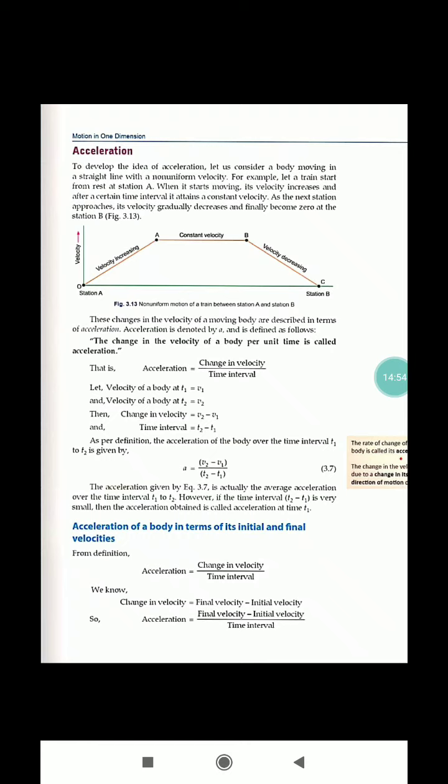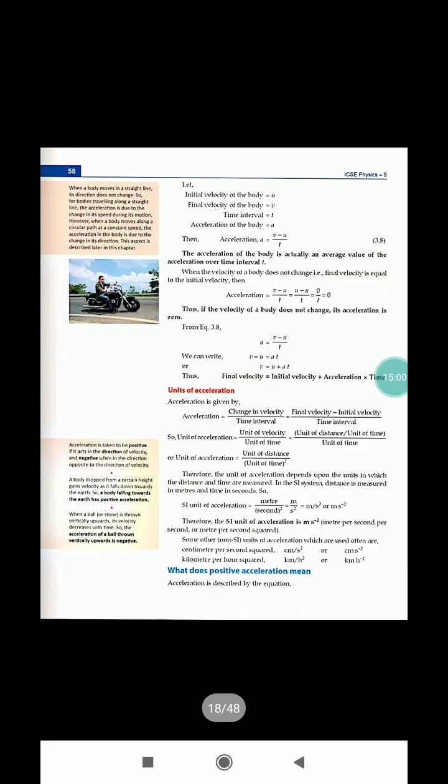Now, relations for acceleration. Let us see some relations. Let a body be moving in a straight line in one direction with an initial velocity small u. Its velocity changes in a short time interval small t, and the final velocity becomes small v after time t.